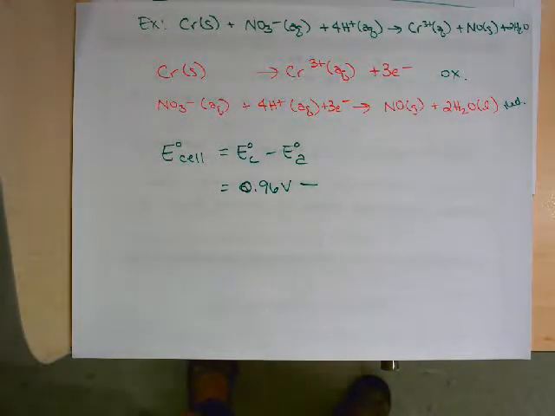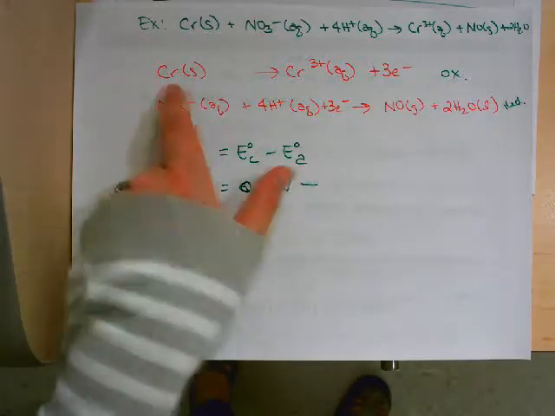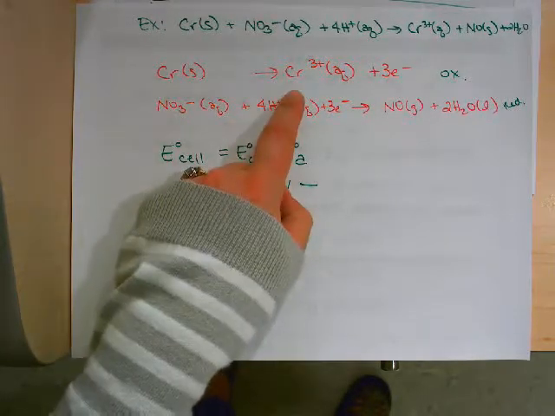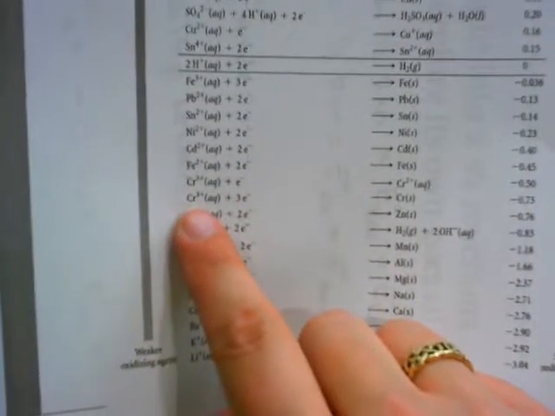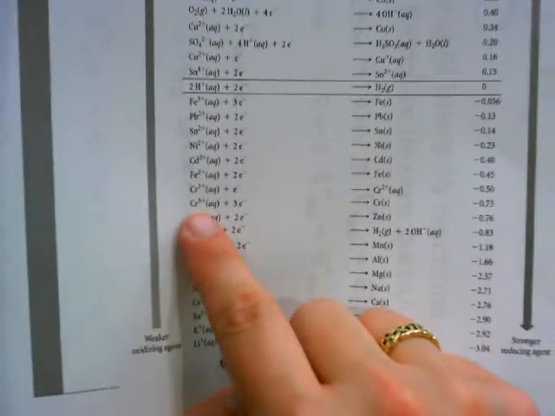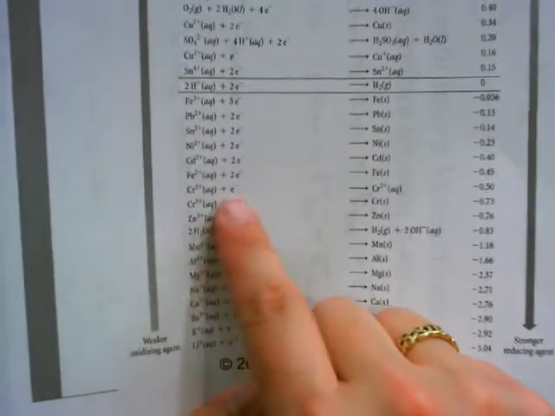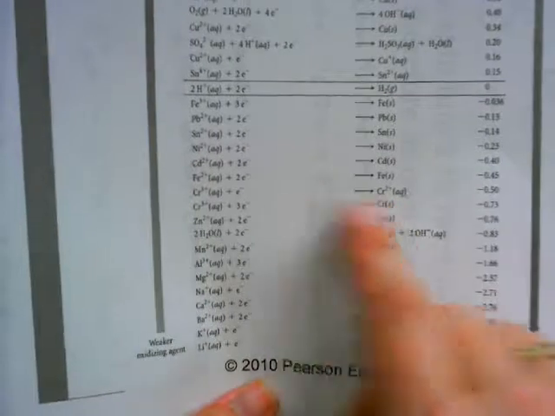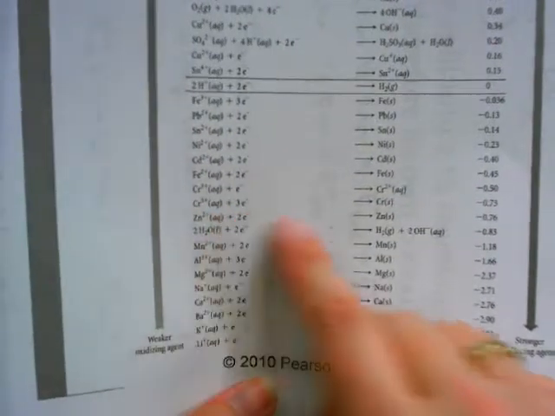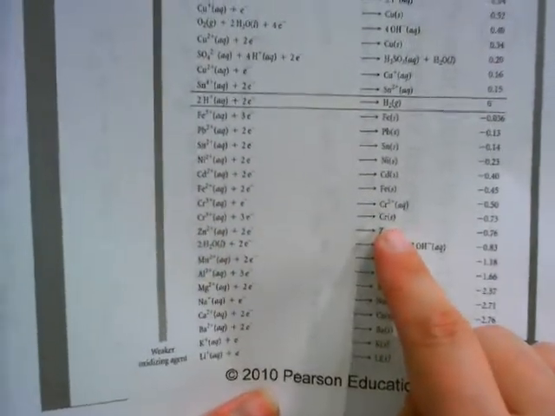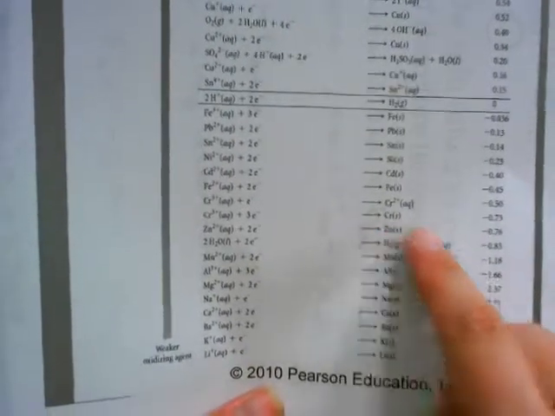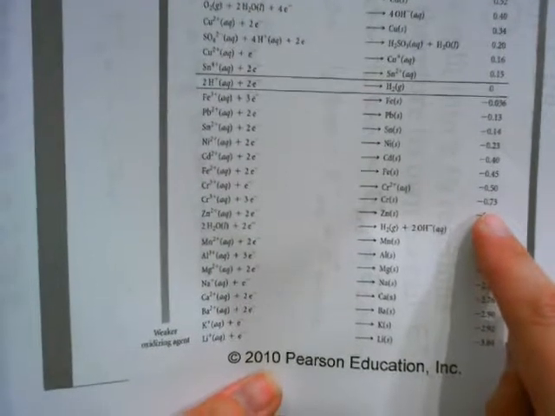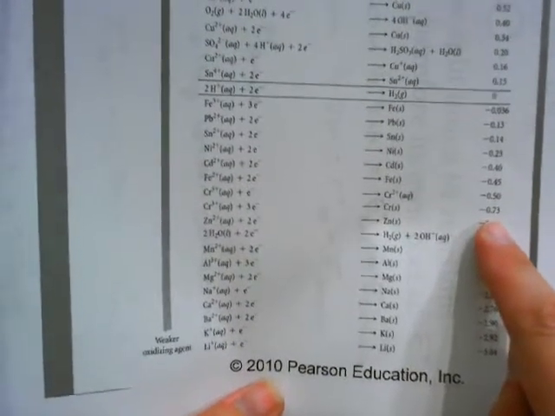Alright, now I want to do the oxidation half reaction. So I need to find something that has chromium and chromium plus 3. I got 2 options here. I got chromium plus 3 and 1 electron makes chromium plus 2. I got chromium plus 3 and 3 electrons makes chromium solid. Which one's the better option? This one, because it matches what you have. The value for that is negative 0.73. It's in the wrong direction.